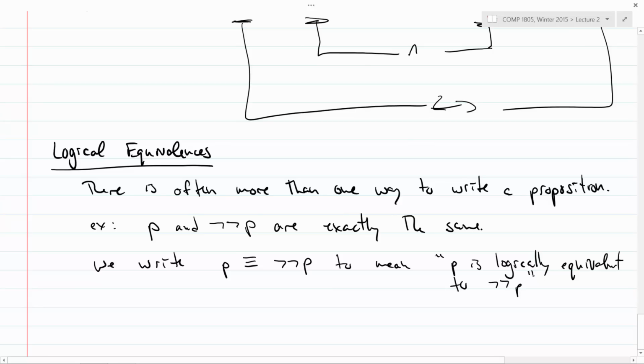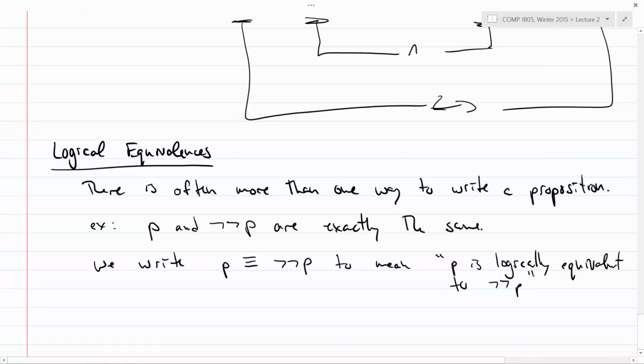Okay, so it's like an equal sign, but there's 3 lines instead of 2. So that symbol means logically equivalent to. So what does it mean for 2 propositions to be logically equivalent? What does that mean? Yeah?